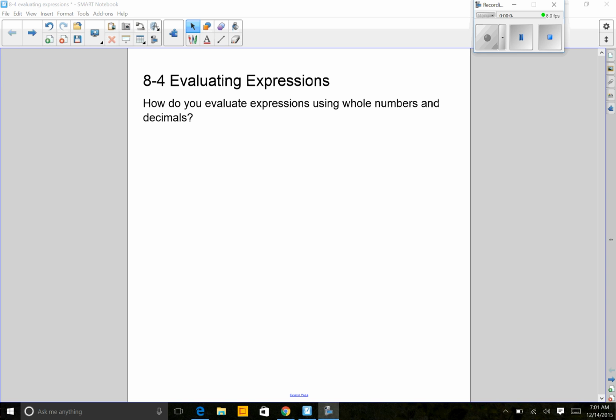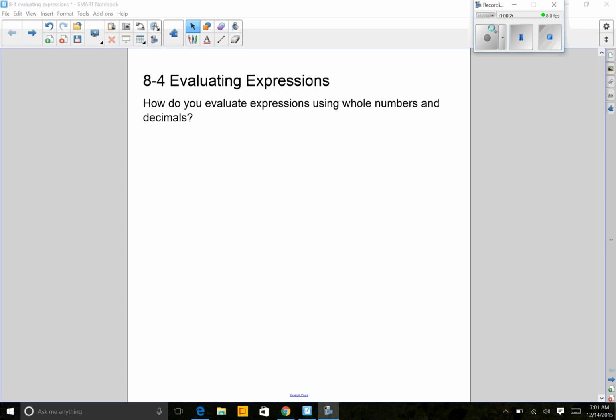This is topic 8, lesson 4, evaluating expressions. So we're going to talk about evaluating expressions using whole numbers and decimals. This is really everything we've been doing before, except now we're adding decimals into it. We're also adding not just parentheses, we're adding brackets into it as well. So there are just two new things.